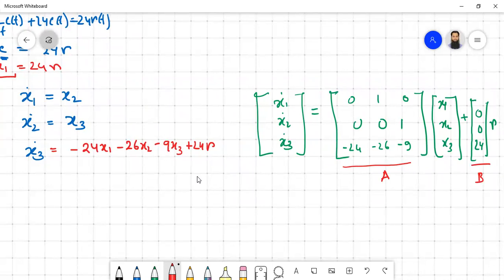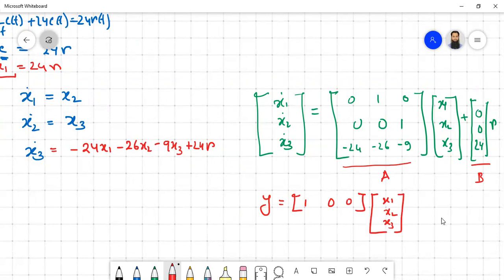And whatever output is always the same, because the phase variable choice means you are just taking the first parameter as output. So basically this is your 1, 0, 0. It is always 1, 0, 0, multiplied with x1, x2, x3, and it is always true for phase variable form. So this is a representation.